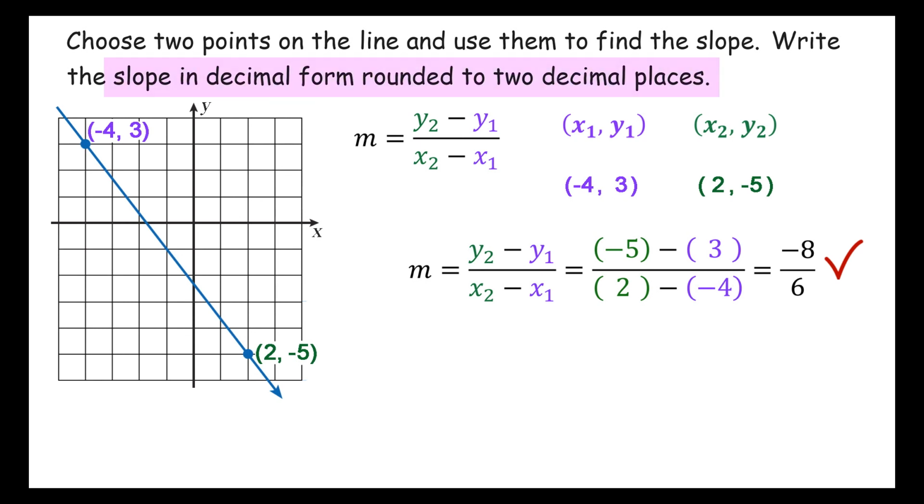Finally, we were directed to find the slope rounded to 2 decimal places. So we calculate -8 divided by 6 to get m is approximately equal to -1.33.